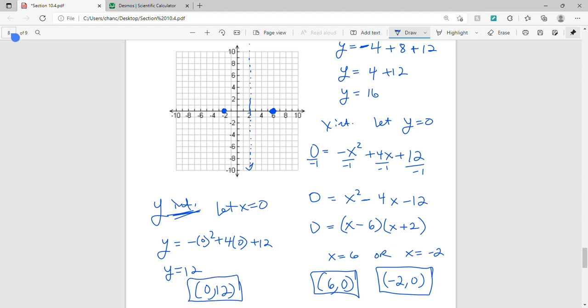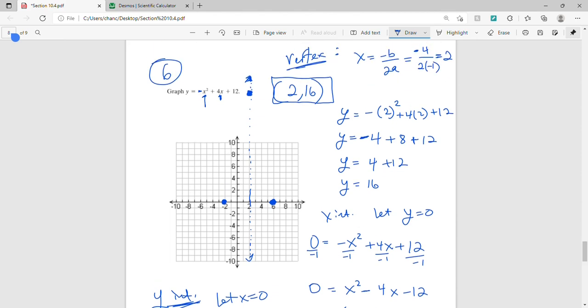Let's plot the y-intercept 0, 12. And again, it's off our chart, but we can estimate it to be at this point 0, 12. And using symmetry, we could draw another point that is equidistant here at the point 4, 12 on the other side.